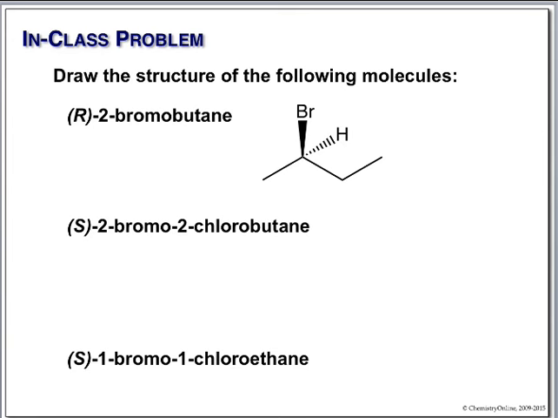Again, the simplest way is to draw it. And if it turns out to be the wrong enantiomer, just swap two groups. That's all. You have an eraser.